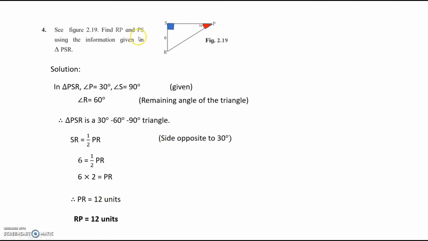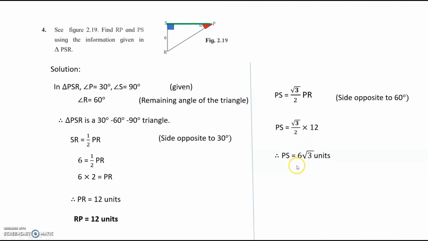Now let's find PS. So now PS is the side opposite to 60 degrees. And what's the formula? Side opposite to 60 is root 3 upon 2 PR, and the reason is side opposite to 60. So let's substitute the values. Now when you calculate it, 2 and 12 can be reduced. So 2 into 6, that is PS is equal to 6 root 3 units. So let's write the final step, that is RP is equal to 12 units and PS is 6 root 3 units as the question is asked.